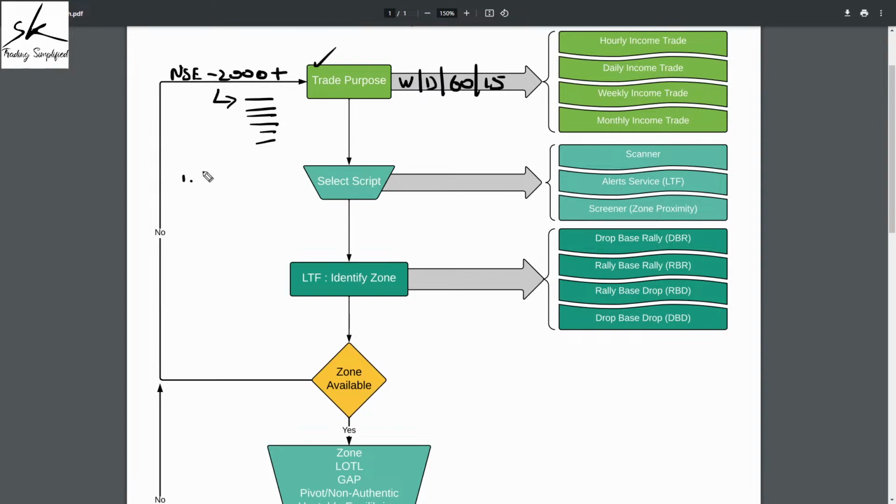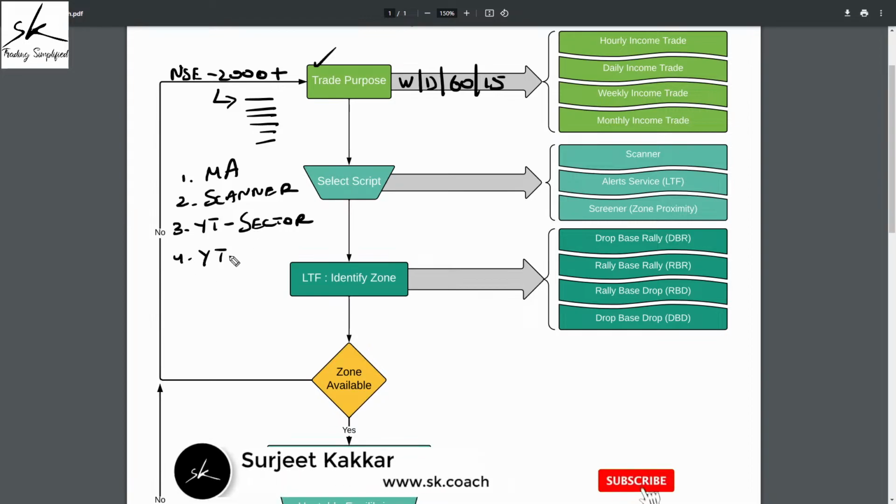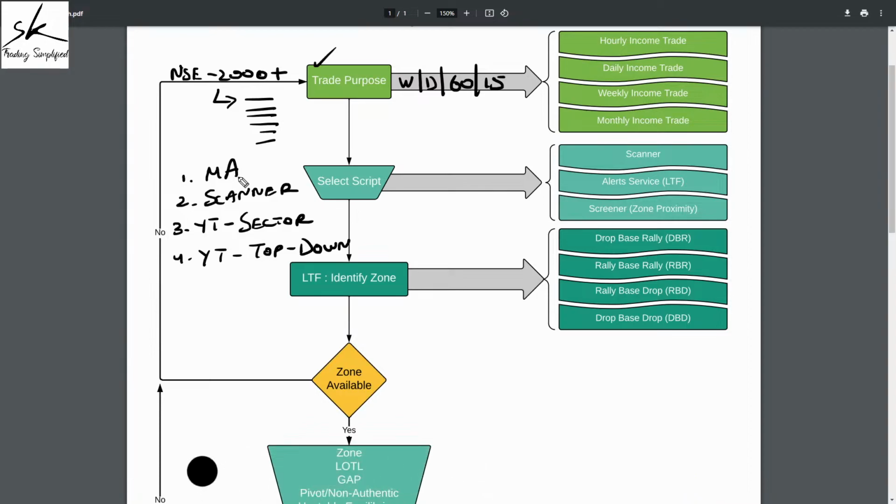Example one, if you go to my website under the free tab, you will see I have created some scanners for you for all different trade purposes. And those scanners are based on some moving averages. Second example, on my YouTube channel, if you search for scanner, you'll be able to find a few videos, different scanners, different logics. You like any of those, you can use that. Third example, on my YouTube channel, search for sector analysis. You'll be able to find a video on sector analysis, which can again help you in shortlisting symbols. Fourth example, on my YouTube channel, search for top-down analysis. You'll be able to find a video on top-down analysis, which can again help you in shortlisting symbols. So these are 3-4 different examples of scanners, screeners, but you're not restricted only to these 3-4.